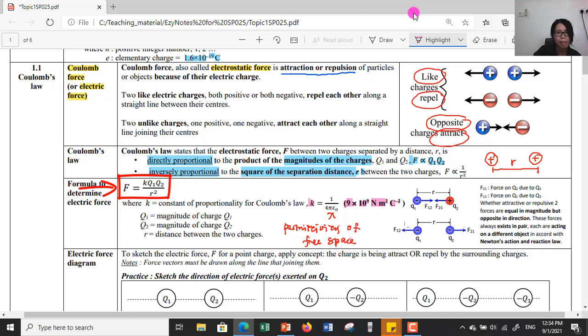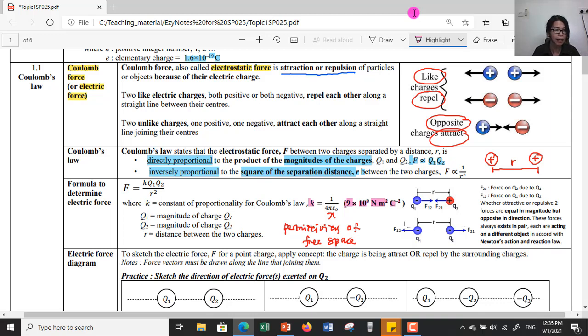Q1 refers to the magnitude of charge Q1. Q2 refers to the magnitude of charge Q2. So r refers to the distance between the two charges. Okay, so r refers to the straight distance from center to center between the two charges. So one thing that I want to stress here is, in this formula, Q1 and Q2 refer to the magnitude of charges. So what is meant by magnitude?